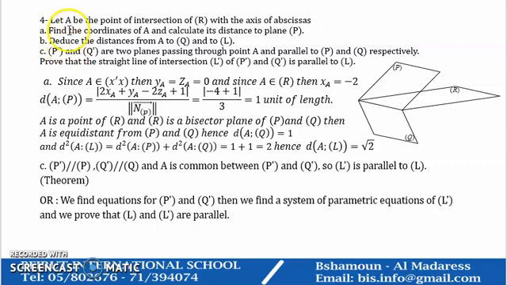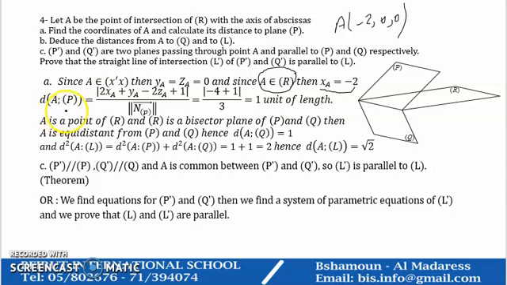The last part, part 4. Let A be the point of intersection of R with the abscissa axis. Since the point is on the abscissa axis, its ordinate and its elevation are equal to 0. So A belongs to x prime x, then y of A equals z of A equals 0. And A belongs to the plane R, so I can replace the coordinates of A in the equation of the plane R, so we obtain x of A equals minus 2.